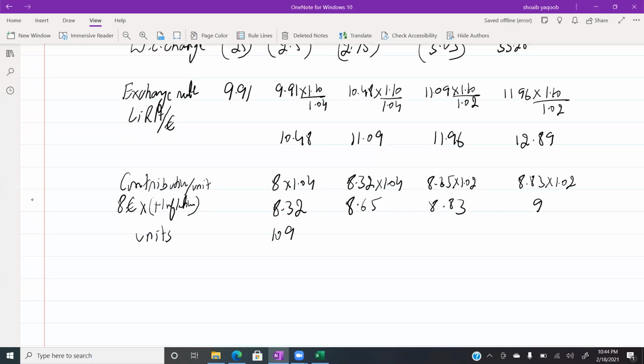109,725, 121,795. In third year, 148,590. Please cross check the figures of the unit.